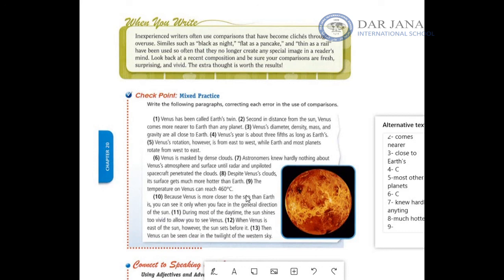Sentence 9. The temperature on Venus can reach 460 Celsius. The sentence is correct.